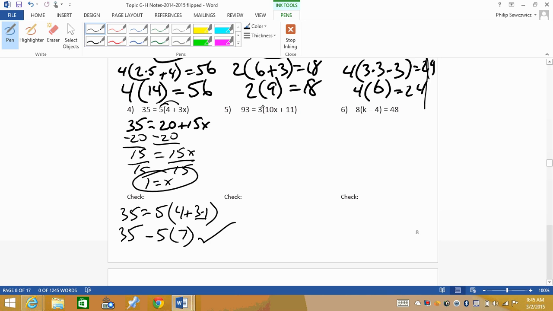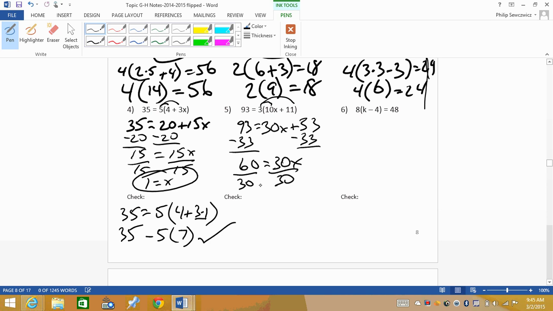All right, so let's have at it again. 3 times 10x, 30x. 3 times 11, 33. Again, there's a plus sign, so I'm going to keep my plus sign. Bring down your 93 equals. So undo addition. So we will subtract 33 from both sides. Ooh, 93 minus 33. Yeah, that's 60. 60 equals 30x. So we'll divide both sides by 30 because to undo multiplication, you shall divide. So I get 2 equals x for my answer.